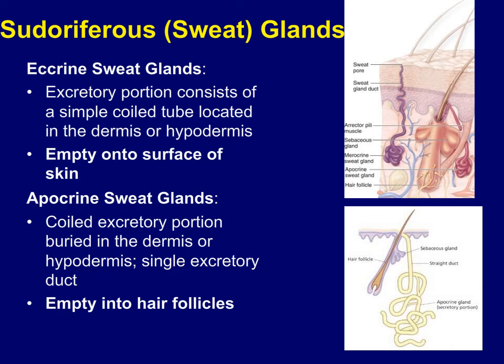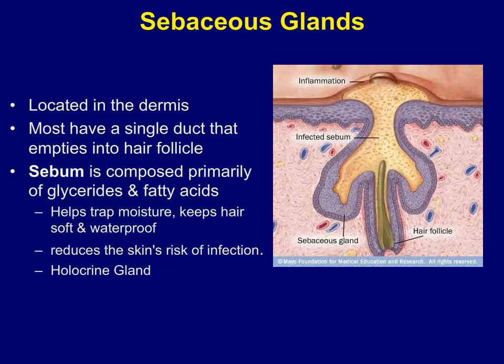On the other hand, apocrine sweat glands are just found in the groin and also in the armpits, and they tend to empty directly into a hair follicle rather than emptying on the skin surface. And the secretions of apocrine sweat glands tend to be a lot thicker, a lot fattier than those of eccrine sweat glands. Another accessory structure associated with hair follicles is something called a sebaceous gland.